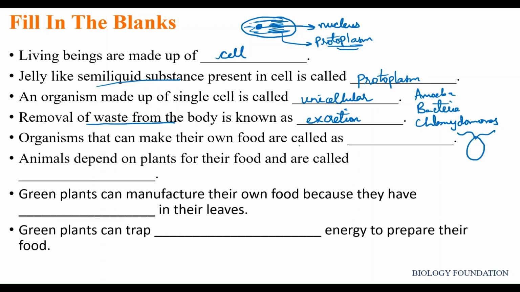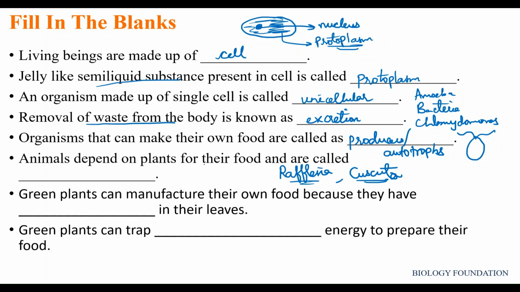Organisms that can make their own food are called either producers or autotrophs. Are all plants autotrophs? No, there are a few exceptions. If you remember, in my first video I gave you the example of Cuscuta and Rafflesia, where they depend on other plants for their survival.